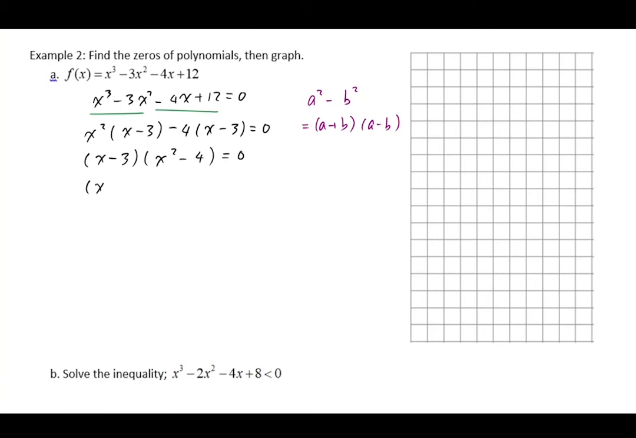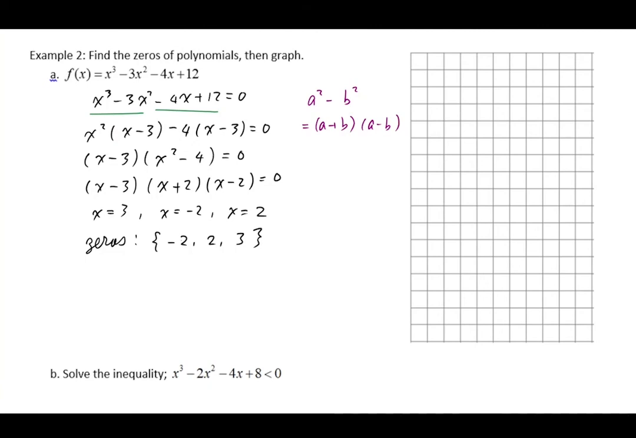So we have x minus 3, and then this term, x minus 2 or plus 2, whichever. Setting x minus 3 equal to 0 gives x is equal to 3. This term will give us x is equal to negative 2, and this term will give us x is equal to positive 2. So my zeros in ascending order are negative 2, 2, and positive 3. Okay, let's plot those.